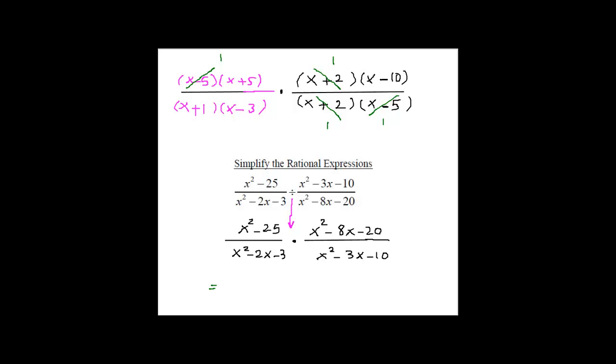So this whole thing would be equal to x plus 5 times x minus 10 at the top of the fraction, and then at the bottom of the fraction you would have x plus 1 times x minus 3. That's how you simplify this.